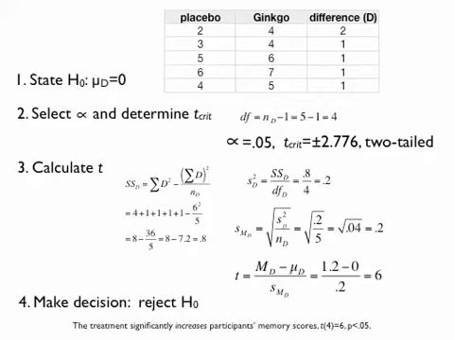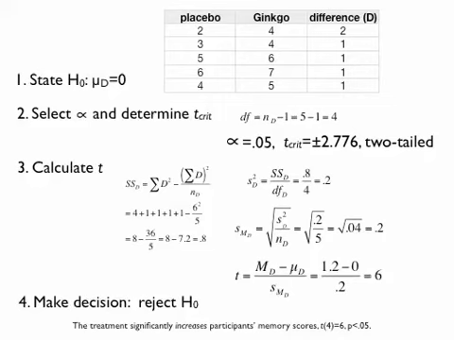I'm going to use the computational formula here and sum the squared difference scores. So the first difference score is 2 squared, which is 4. Then it's just 1 plus 1 plus 1 plus 1. That's 8, right? Minus the square of the sum of the difference scores. The sum of the difference scores is 6.